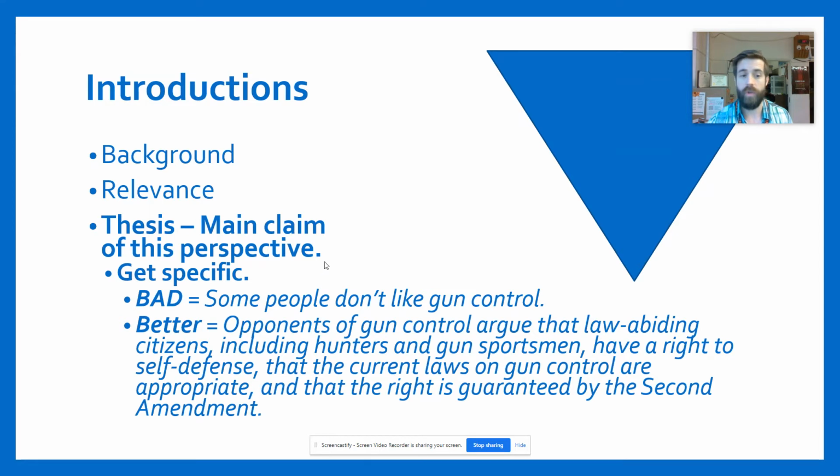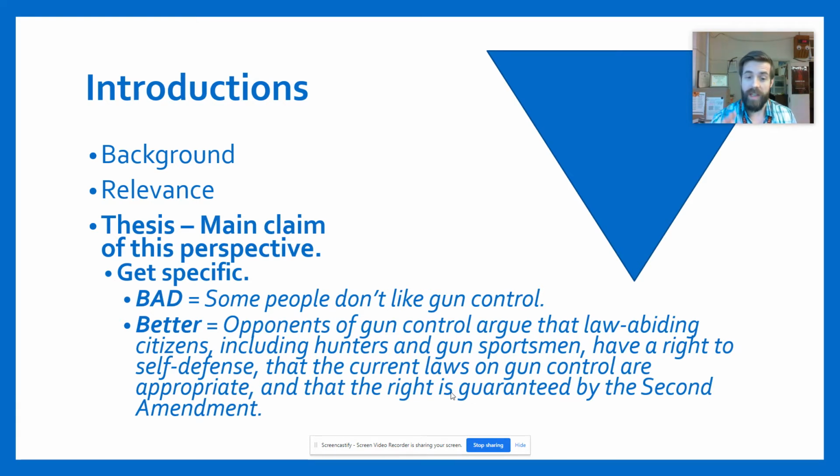So again, back to my gun control example. A bad example of this would be some people don't like gun control. That's not specific, right? I still want you to practice the idea of creating a good specific thesis and representing here's what other people believe. So this is a much better thesis: opponents of gun control argue that law-abiding citizens, including hunters and gun sportsmen, have a right to self-defense, that the current laws on gun control are appropriate, and that right is guaranteed by the Second Amendment.